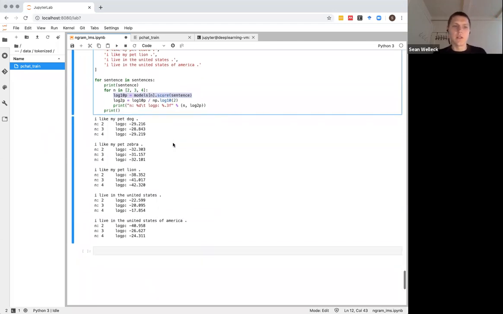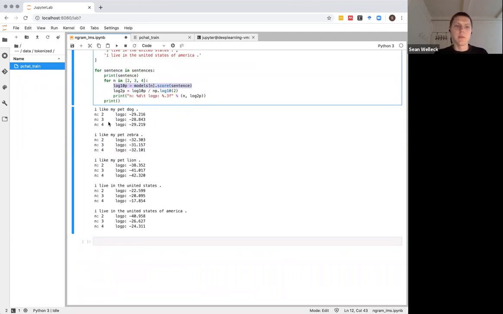Now you could look at these different sentences, and for example, you could see that "I like my pet dog" has a higher probability than "I like my pet zebra," because at least in this data set, it was more common to have a dog following pet than zebra following pet. And it looks like zebra was actually more common than lion, because "I like my pet lion" has an even lower probability. And then here are some more examples.